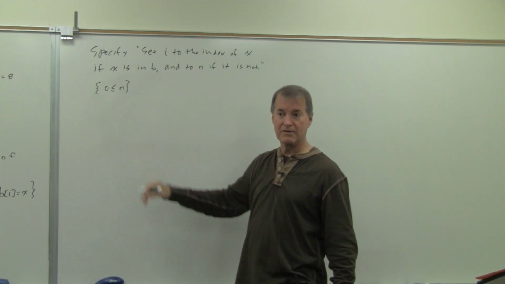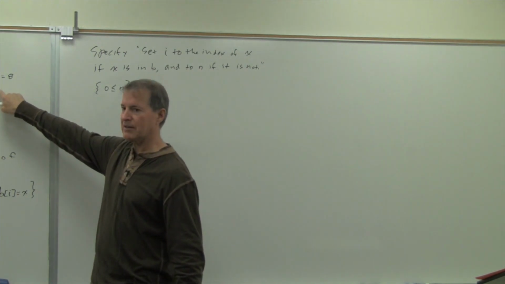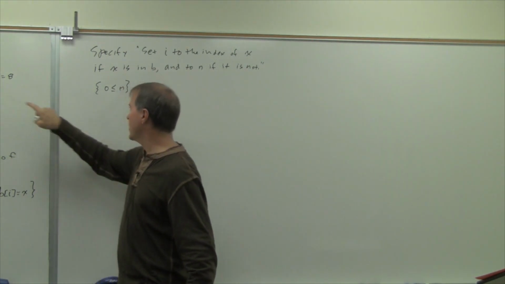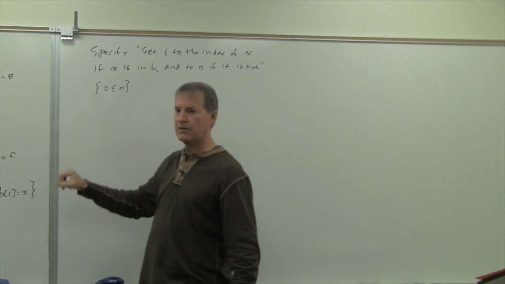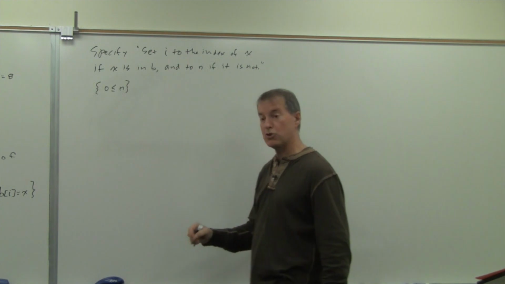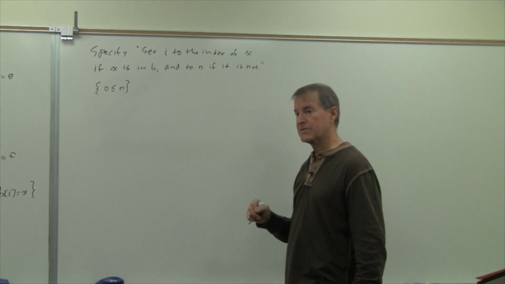Is n an array? No. Here, n is how many, so it's how many elements. We are going to allow there to be 0 elements. You can't have less than 0 elements, but you can have 0. This is the boundary case.